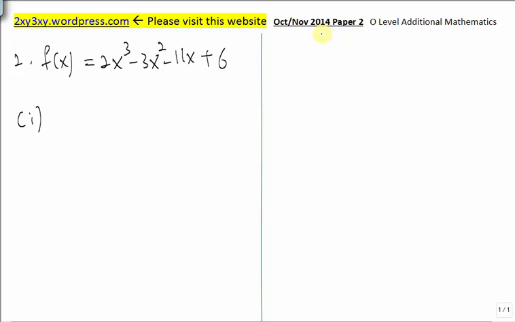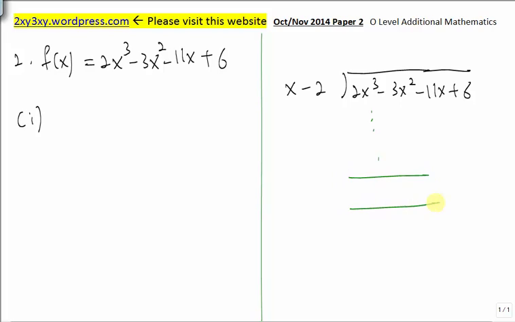We are doing O-Level 2014 A-Maths Paper 2, Question 2. In this question, we are given this polynomial and we are asked to find the remainder when this polynomial is divided by x minus 2. That means if we take this polynomial and divide by x minus 2, we work out the long division. The value here gives us the remainder. So we are asked to find this remainder.